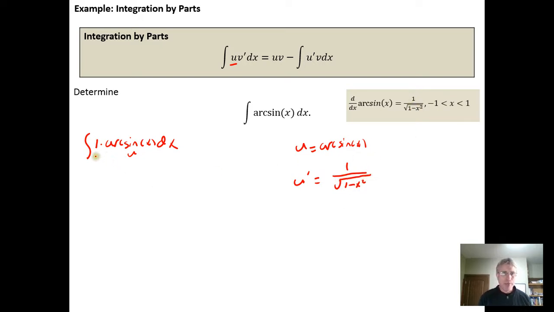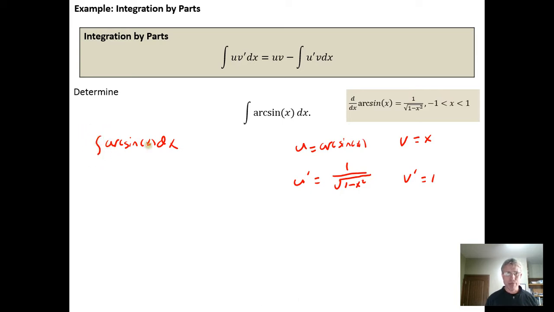And then we can let v prime be equal to 1, which will work out nicely because we know how to integrate 1. So if we integrate v prime, or integrate 1, we'll find v, and the antiderivative of 1 is just x. The derivative of x is 1, and now we have the pieces that we need for the integration by parts formula.